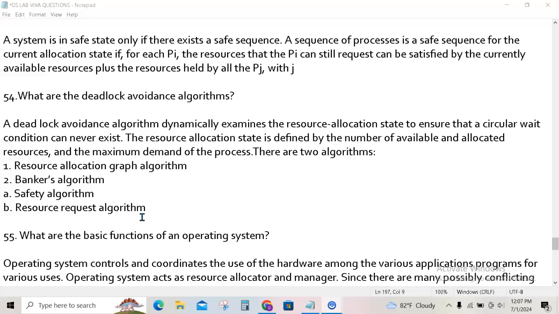So what are deadlock avoidance algorithms? Deadlock avoidance algorithms are those that make sure that a deadlock would never occur. Here we can make use of a resource allocation graph when there is a single instance of each resource, and otherwise the Banker's algorithm and safety algorithm.